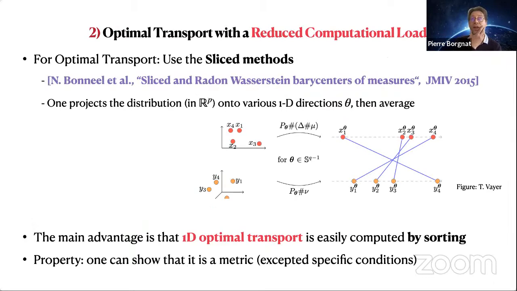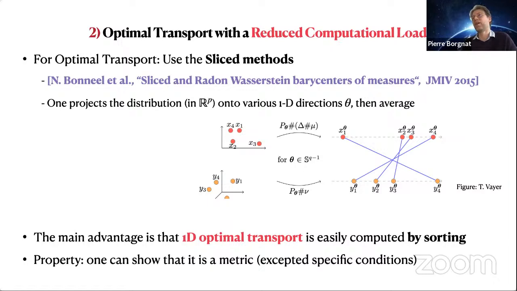The second part is now to use optimal transport, but we don't want to use the previous versions of optimal transport because they are too computationally heavy. So we use the version that has been put forward especially by Nicolas Bonneel, the sliced and Radon-Wasserstein approaches. That means we know how to solve optimal transport in one dimension.